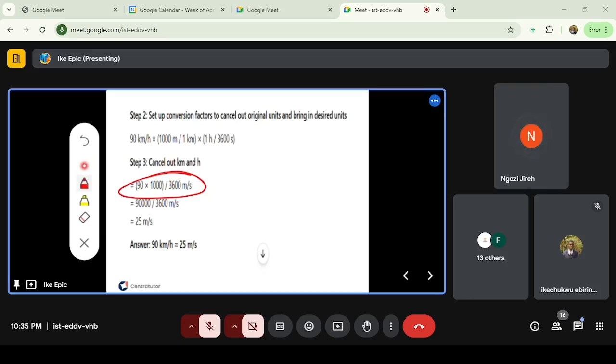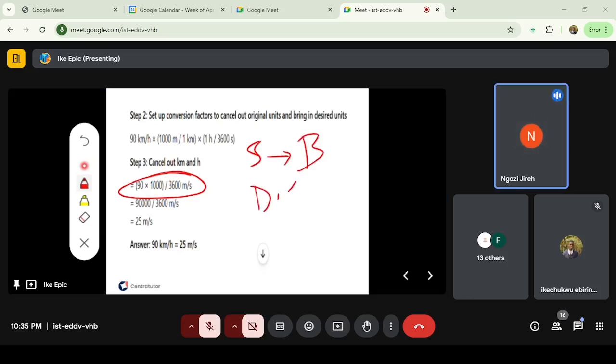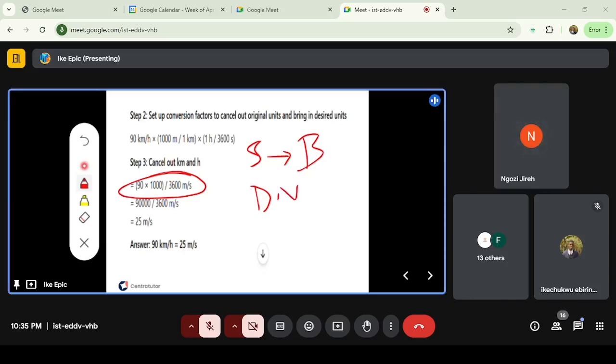So simply put, when you're moving from smaller to bigger units, you would divide. When you're moving from bigger units to smaller units, you would multiply.